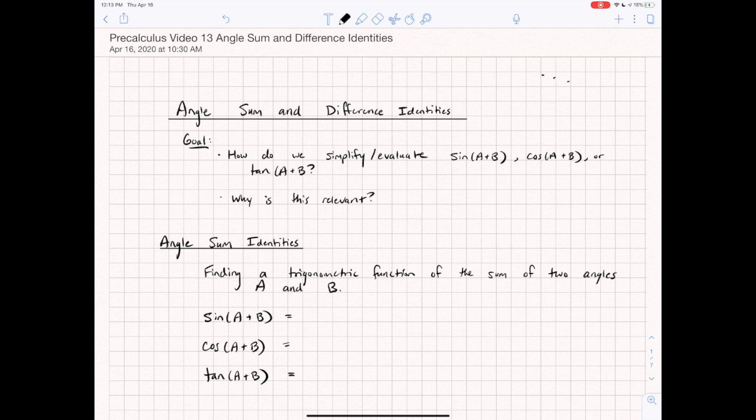Video 13, the focus here is going to be on angle sum and difference identities. So we're going to start looking at some more formulas and some more specific pieces, adding to our formula sheet as we go. So you'll see me add these in.